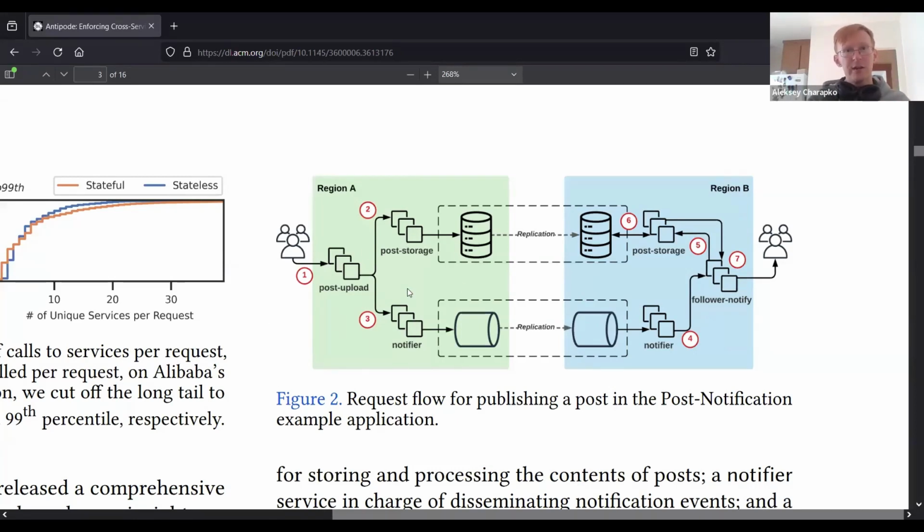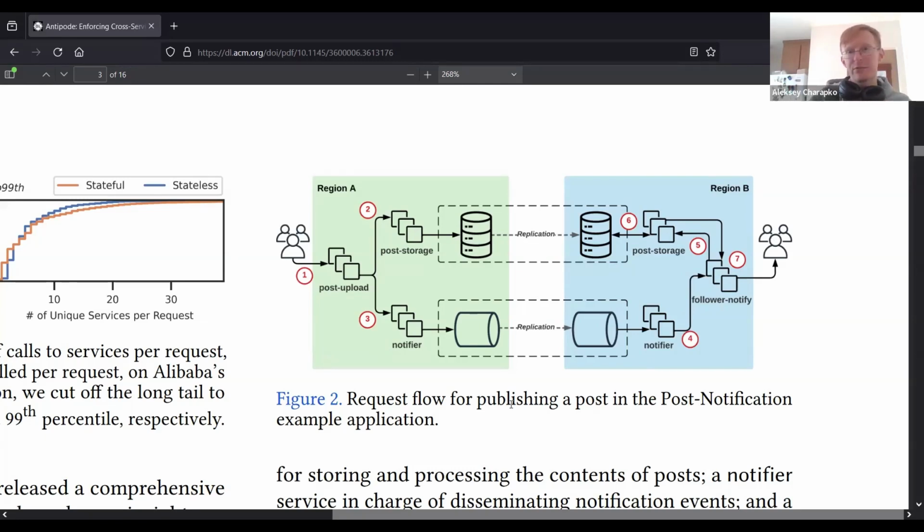So in this region A, there is a very strict causal relationship. Upload first needs to do the storage, and once the storage is done, it talks to the notifier service, and the notifier service does the notifications. The notifier service is going to talk to another service like follow and notify, which will notify all the followers of the original user who made the post, and this follow and notify service needs to retrieve the data from the storage, retrieve the post, and present it to the users, right? So this is kind of the workflow, the flow of this post system.